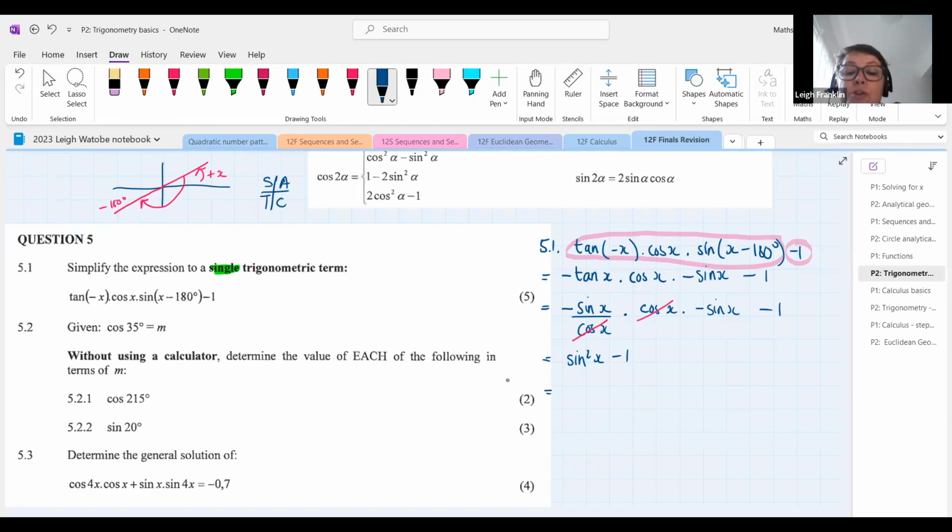So what we're going to do here is we're going to factorize out, or you could change that 1 to sine squared x plus cos squared x. That would also work. We're going to factorize out the negative, and we're going to write 1 minus sine squared x. And that is going to give us negative cos squared x. And now it is a single trigonometric expression.